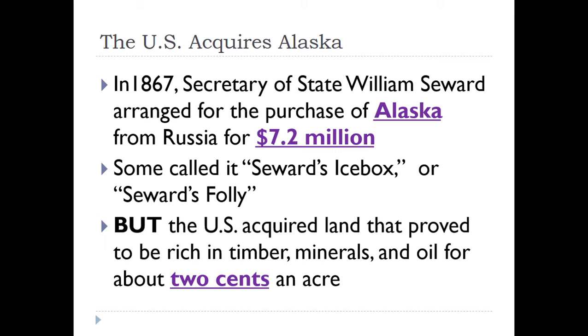So this is not very long after the Civil War ended. When he did this, many people thought he was foolish. They said, you've purchased this land that's worthless. They called it Seward's Icebox or Seward's Folly. But the truth is, Alaska is important for its fishing. It is rich in timber. It has minerals and oil. And it's a massive amount of territory.